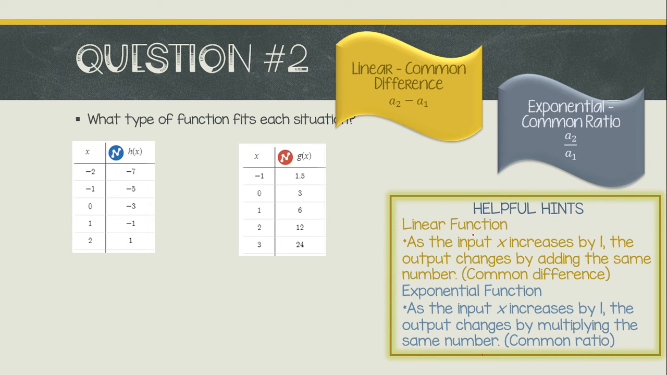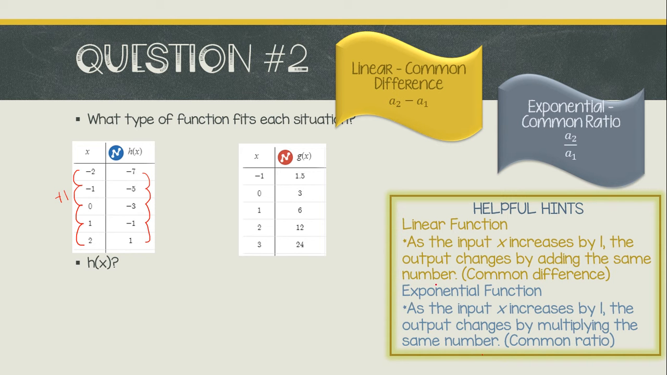We have two different types of functions we're trying to choose between here. We have a linear function and an exponential function. So a linear function, as the input increases by 1, the output changes by adding the same number. It has a common difference. So right here you can see these are all increasing by 1 as I move up in my x's, and I want to know if this has a common difference. Am I adding the same number as I move through my table?